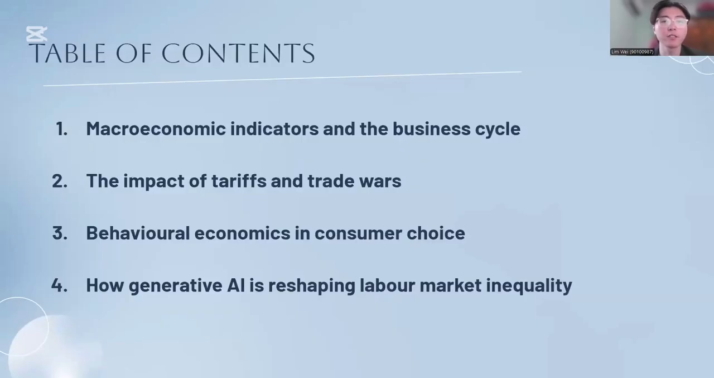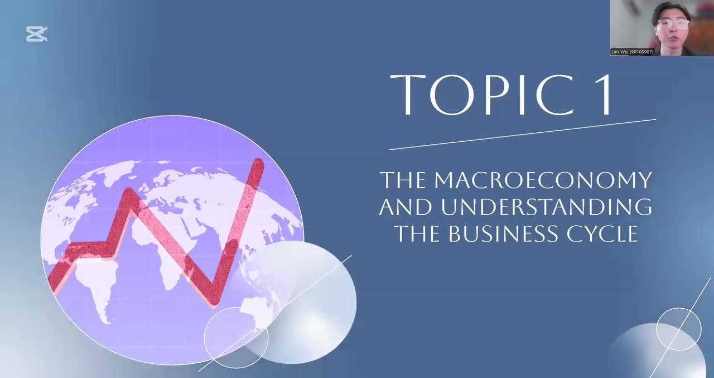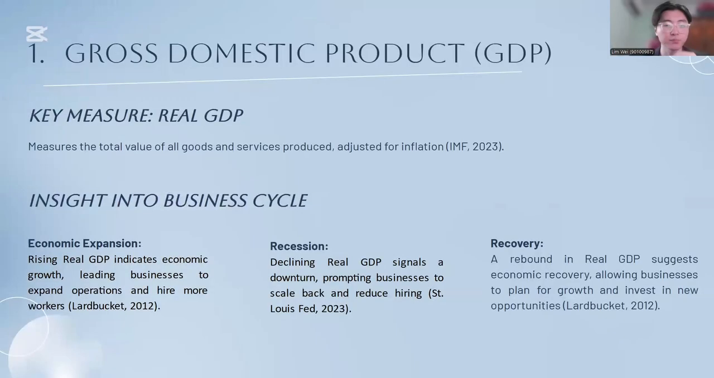Today, I'll be covering these four interconnected economic issues that are critical for organization strategy in 2025. Now, understanding macroeconomic indicators helps organizations respond to market shifts. Let's look at three key indicators: GDP, inflation, and unemployment, and how they signal phases of the business cycle.